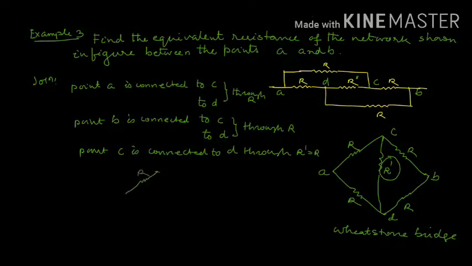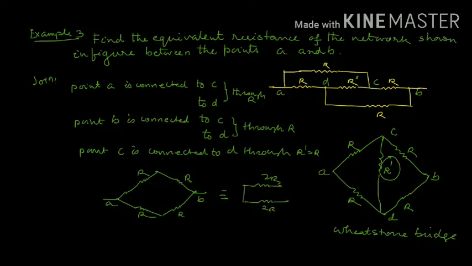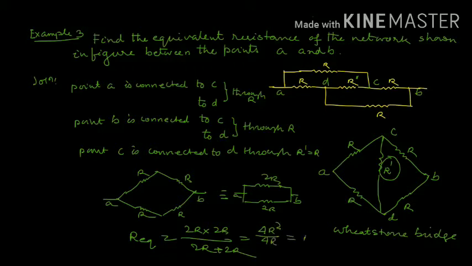So this is resistance R, this is R. These two resistors are connected in series, so the resistance is 2R. Similarly, this is R and this is also R, so this is equivalent to 2R. This is 2R and this is 2R. So these two are in parallel. So the resistance between A and B, R equivalent, is equal to product by sum, 2R into 2R by 2R plus 2R, that is 4R square by 4R, which is equal to R. So this is the answer.